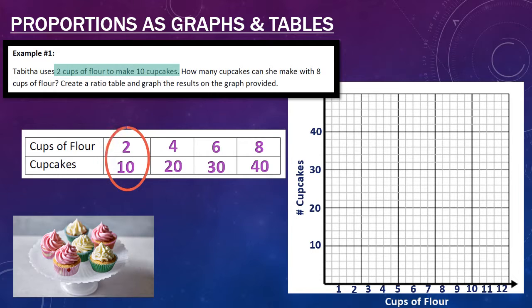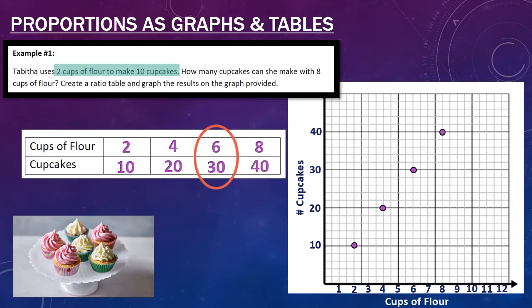And remember, we said that every set of numbers in my columns is an ordered pair. So my X is 2, my Y is 10. So if I go over 2 and then up 10, there's my point. That is my first ordered pair. My second ordered pair is going to be 4, 20. My third ordered pair is going to be 6, 30. And my final ordered pair will be 8, 40.